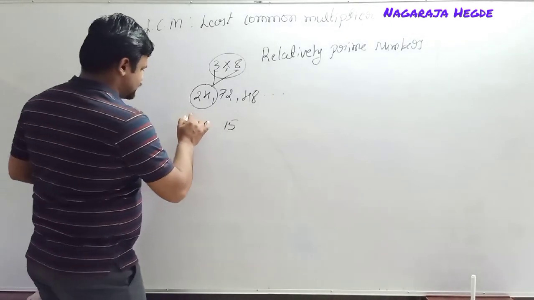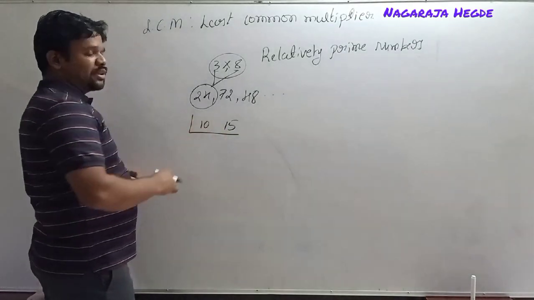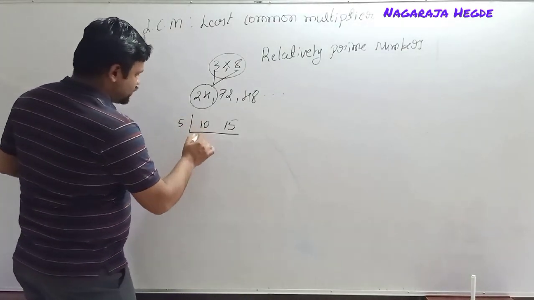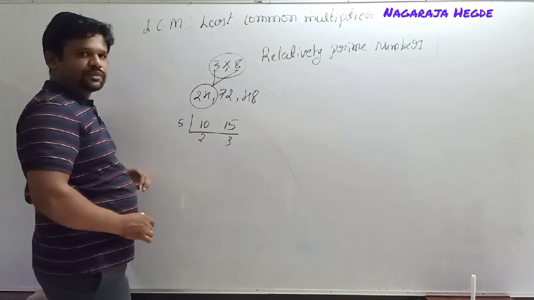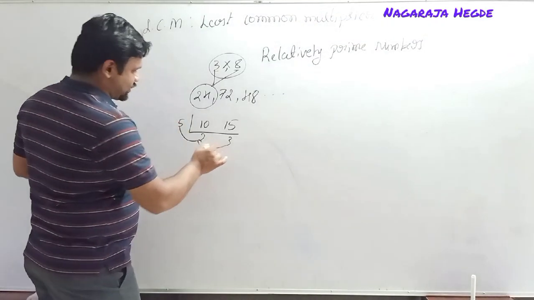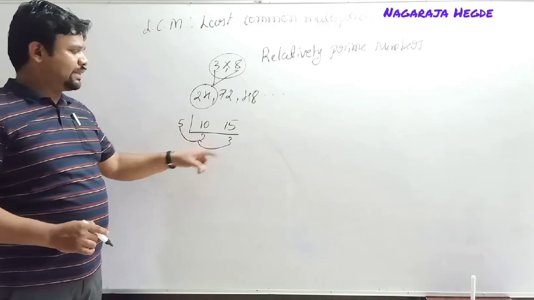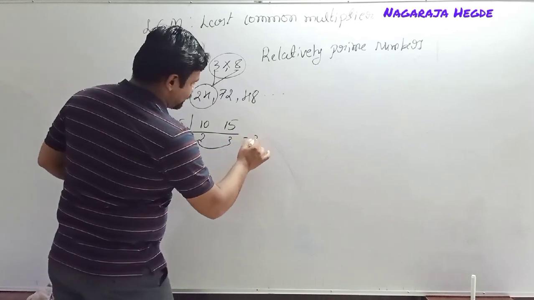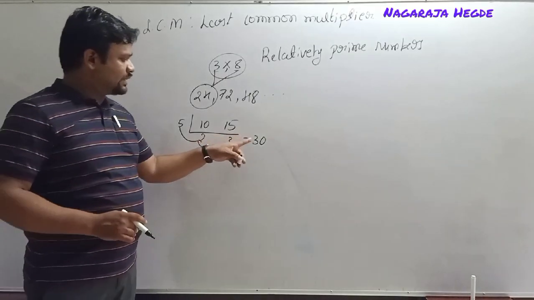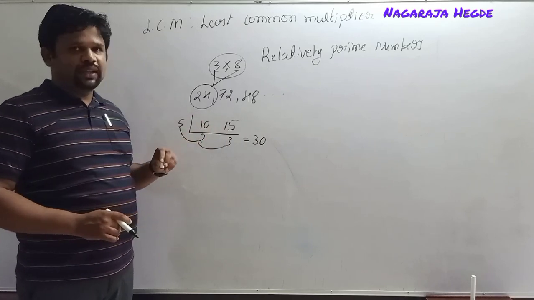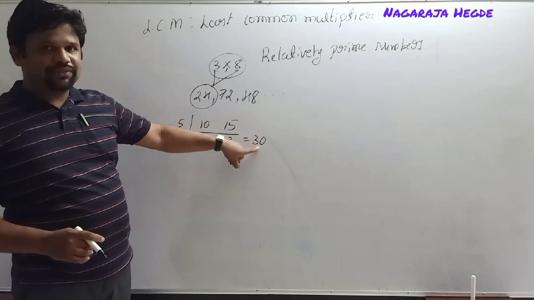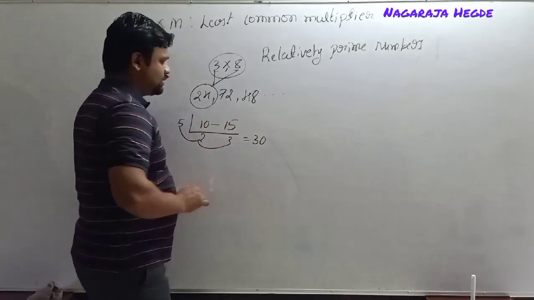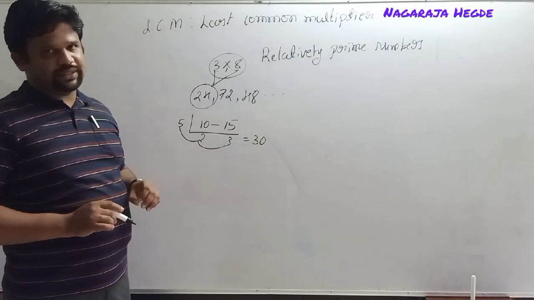So in this case, what is the common factor of 10 and 15? We know that it is 5. So divide by 5. 5 twos are 10, 5 threes are 15. Now multiply these three numbers. What are we going to get if we multiply these three numbers? 5 twos are 10, 10 threes are 30. So 30 can be divided by both the numbers, and there is no number less than 30 which can be divided by both the numbers. So here we can say that the LCM of 10 and 15 is nothing but 30.